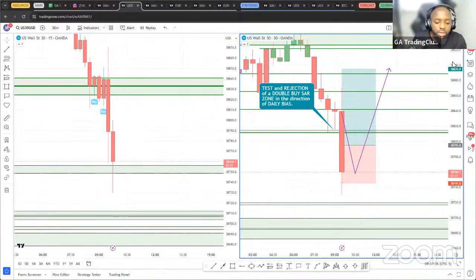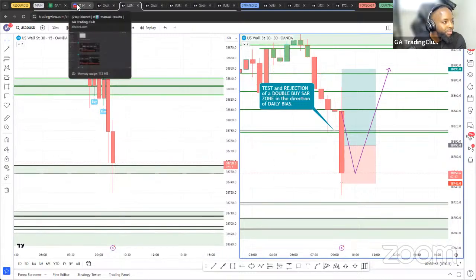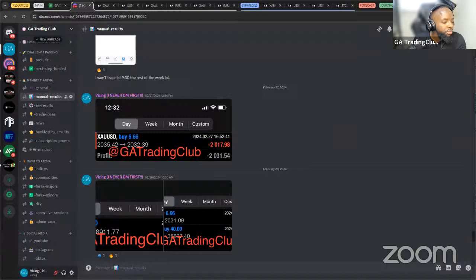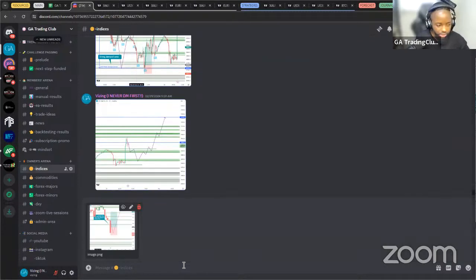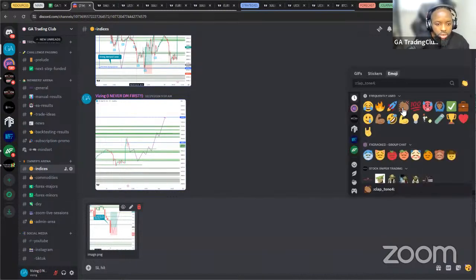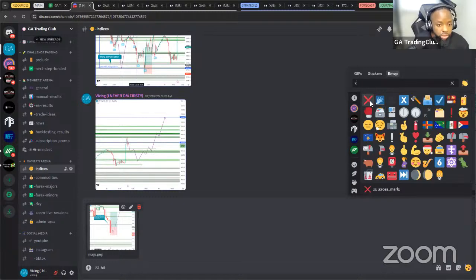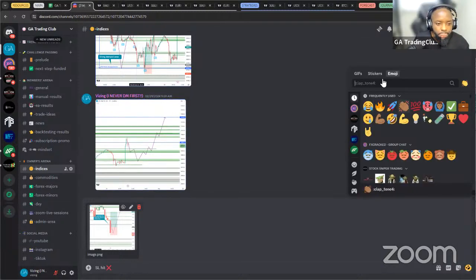But anyway, this ended up hitting stop loss, but I do see this as a stop hunt. This was indices. I can only do 2 trades a day, given that I risk 1% a trade. I don't see myself taking any other trade for today, and probably that will be it. That's it. Let's see.